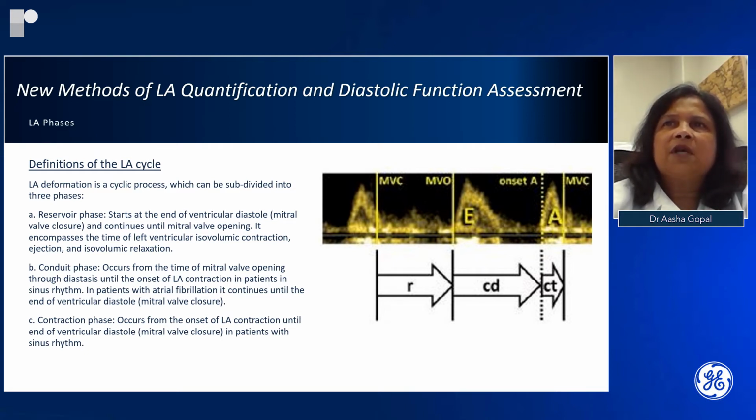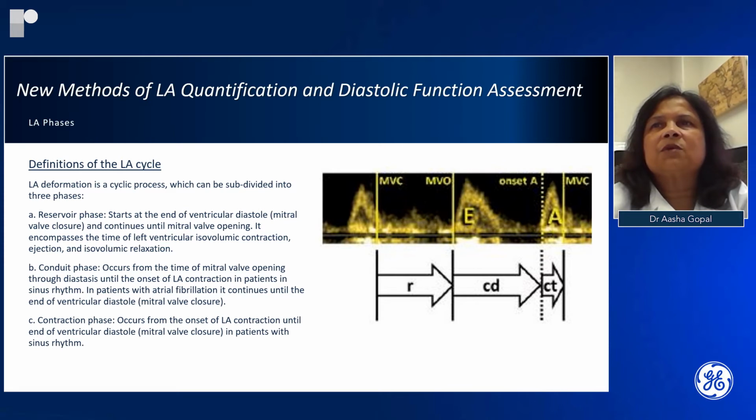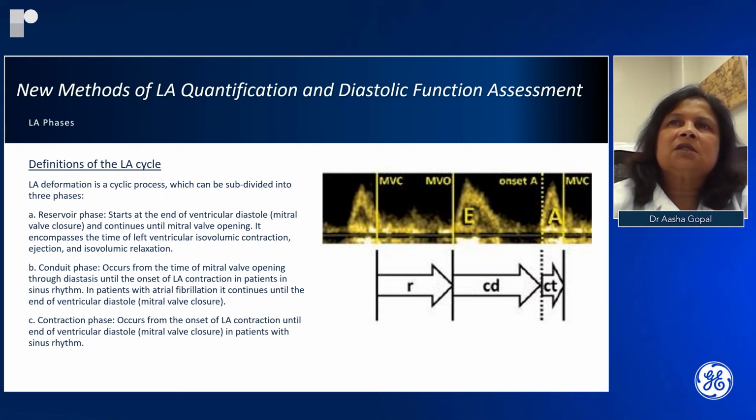The conduit phase starts from the mitral valve opening up to the onset of atrial contraction in patients with normal sinus rhythm. If the patient has atrial fibrillation, it continues until the end of ventricular diastole or mitral valve closure. The contraction phase starts from the onset of left atrial contraction till the end of ventricular diastole or mitral valve closure in patients with sinus rhythm.